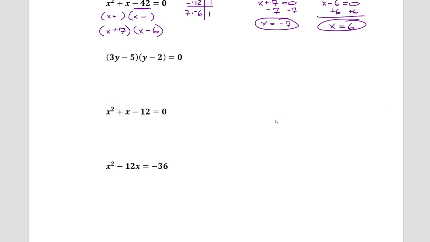Welcome back. We're going to finish up the notes that we started on solving quadratics. So when I left y'all, we had just stopped and I asked y'all to work on these next three. So for the next three, we're going to solve for the roots. For the first one, we're going to set each factor equal to 0. So we have 3y minus 5 equals 0, and y minus 2 equals 0.